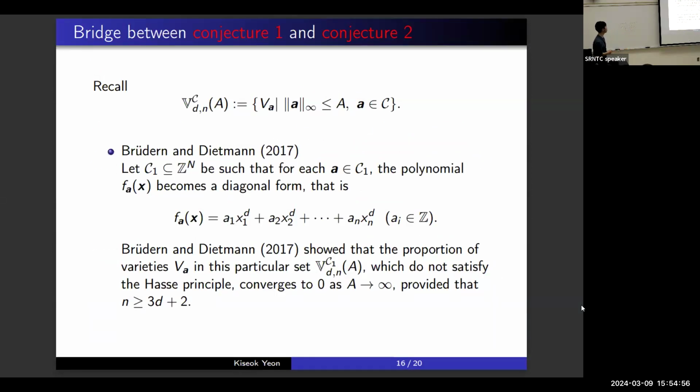In 2017, Bruedern and Dietmann took a set C such that each element of this set gives a polynomial in diagonal form. That means they chose coefficients of diagonal forms and took an average. They proved that the proportion of varieties V_A in this particular set that do not satisfy the Hasse principle converges to 0 as A goes to infinity, under the assumption that the number of variables is at least 3D plus 2. It does not match conjecture 1 though. The required number of variables is still growing linearly in D. So it is a powerful result in comparison with the previous results.